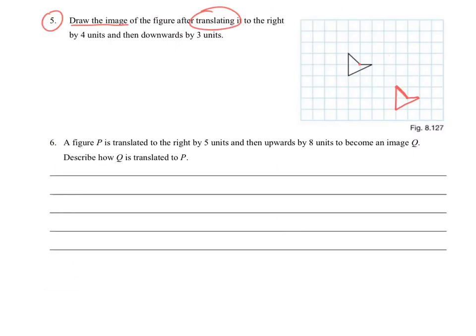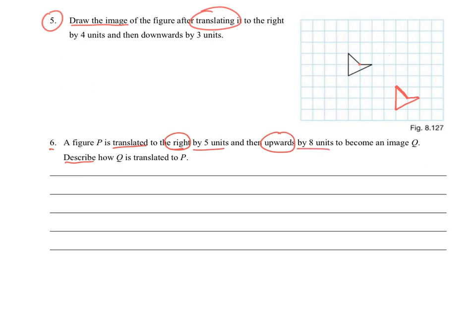Now let's look at number 6. This is a question which asks you to write in word description. So it is actually quite hard. You have to write precisely how it is translated. Okay, so the keywords are translated to the right or left, upwards or downwards by how many units.